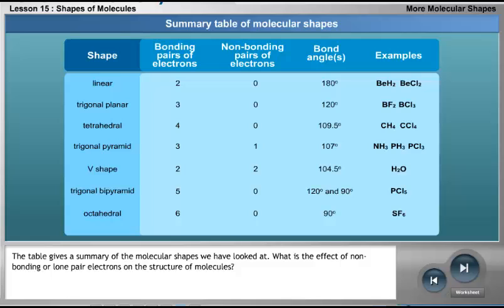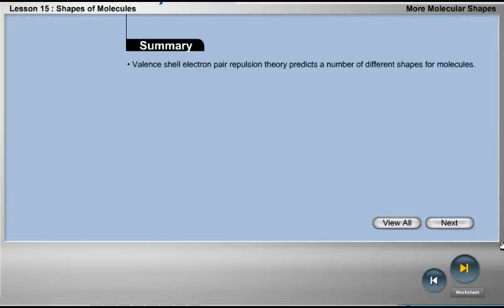The table gives a summary of the molecular shapes we have looked at. What is the effect of non-bonding or lone pair electrons on the structure of molecules? Answer: the presence of lone pair electrons results in the distortion of regular shapes such as a tetrahedron, so the bond angles are less than in the undistorted shape.